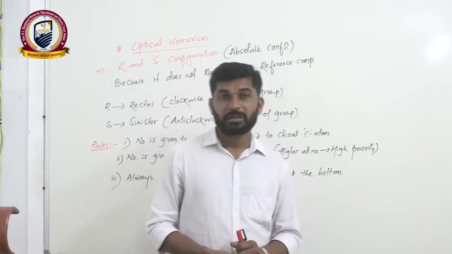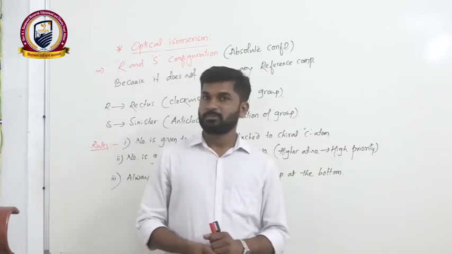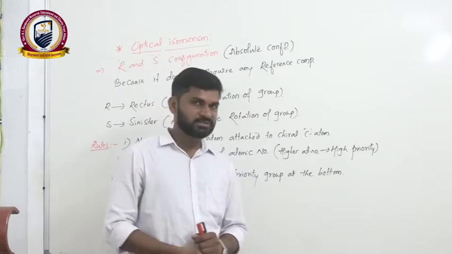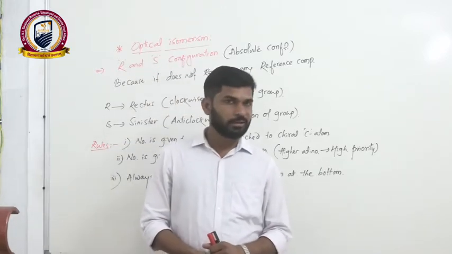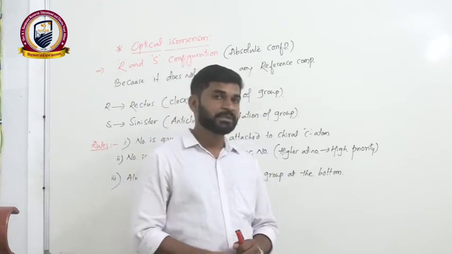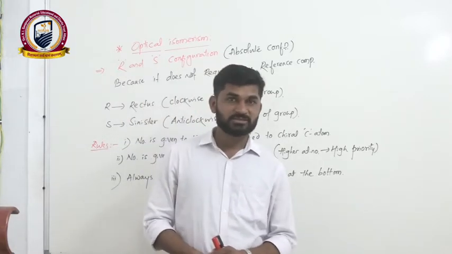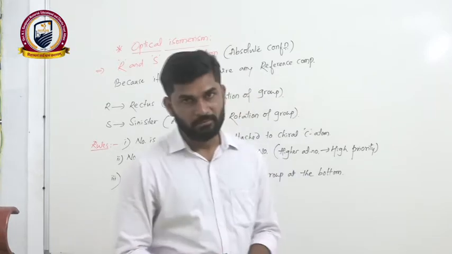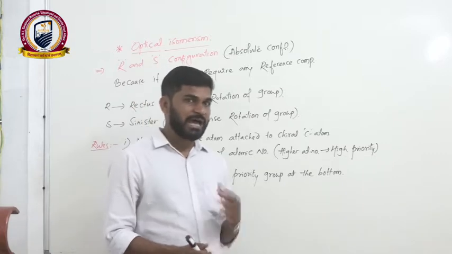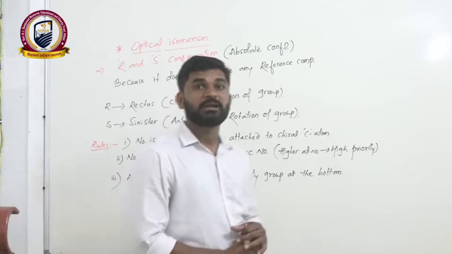The compounds which are capable of rotating plane polarized light are called optically active compounds. If the compound rotates plane polarized light in a clockwise direction, it is called a dextrorotatory compound, also called the D compound or D isomer. If it rotates plane polarized light in an anti-clockwise direction, it is called a levorotatory compound. There is one more term, absolute configuration, which means R and S configuration in the case of optical isomers.